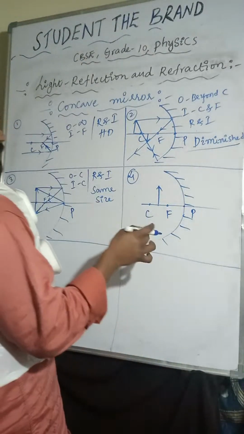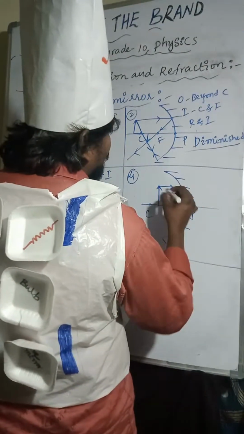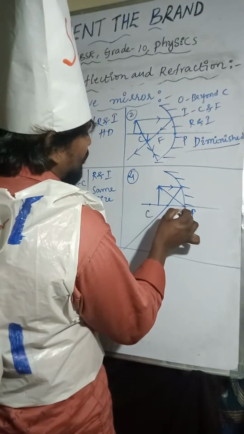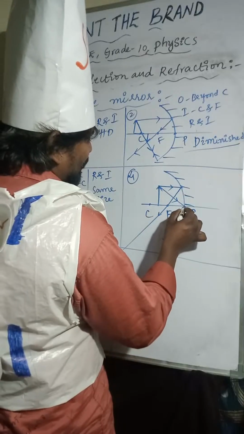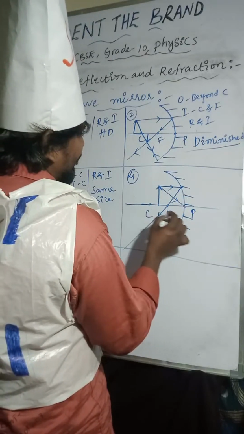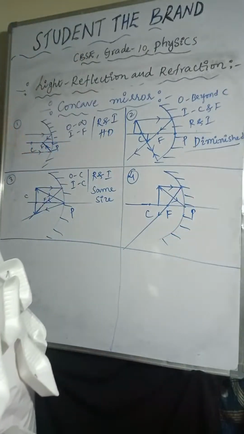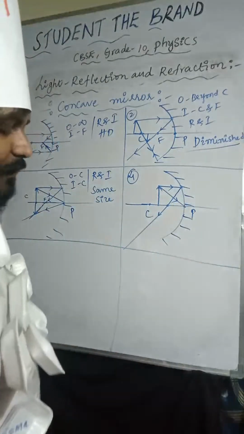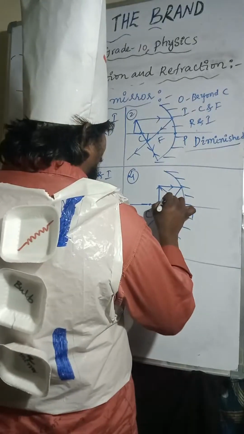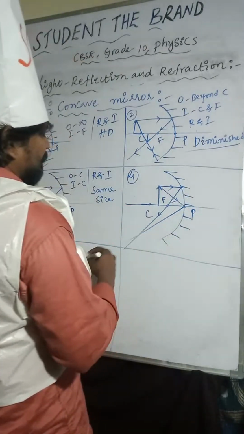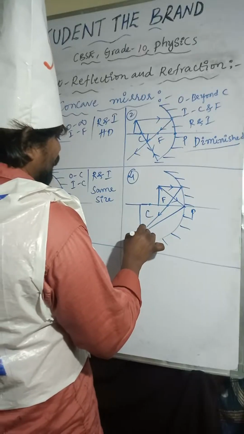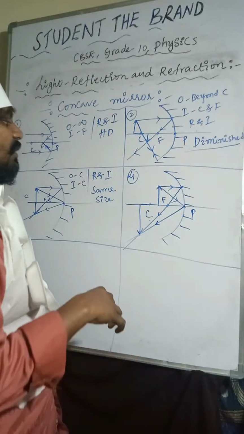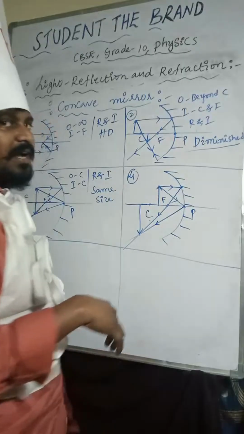Object is placed between C and F. How many light rays are required to form the image of the object? Minimum 2 light rays are required to form the image of the object. How many light rays? Minimum 2.